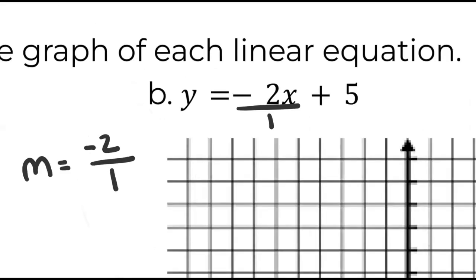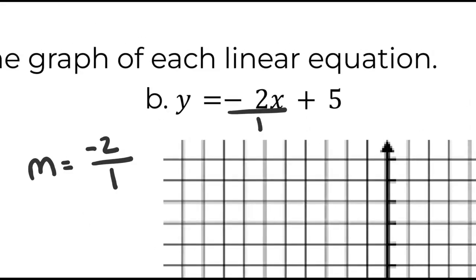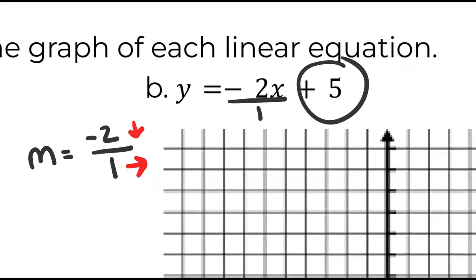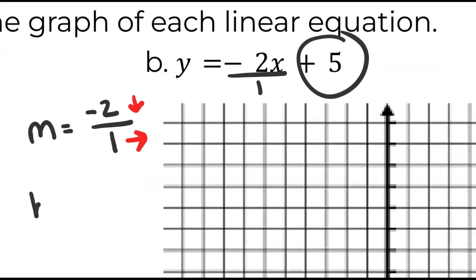Sometimes, if you want a nice reminder for yourself, you could draw arrows to show, okay, I'm going down 2 and then to the right 1. Some people find that helpful just to remember going down then over. And then our B number, or our y-intercept, is positive 5. And I always write it as plus 5 just to make sure I'm counting up on my axis and not down.